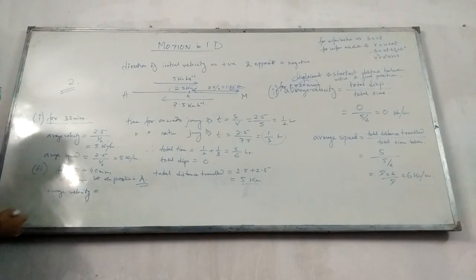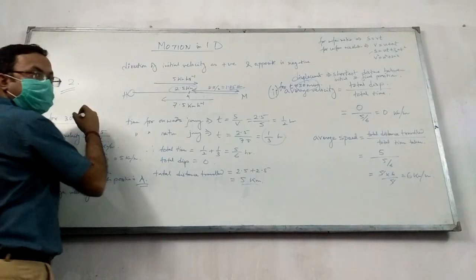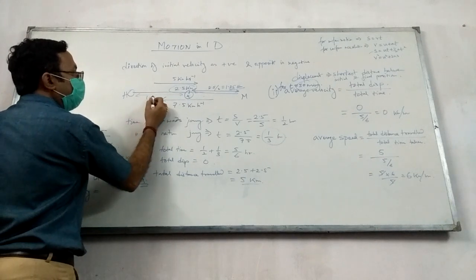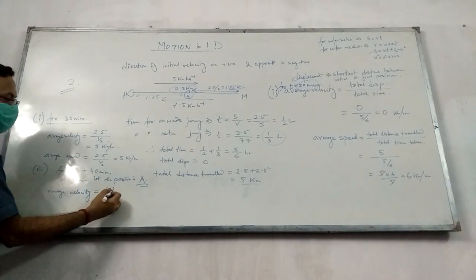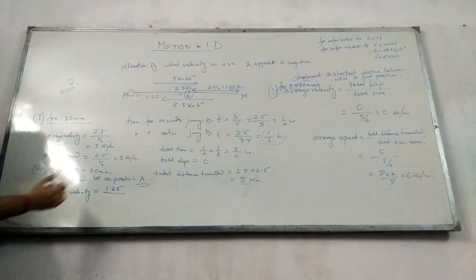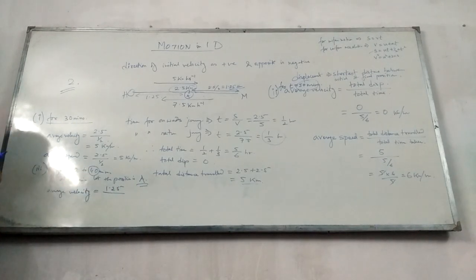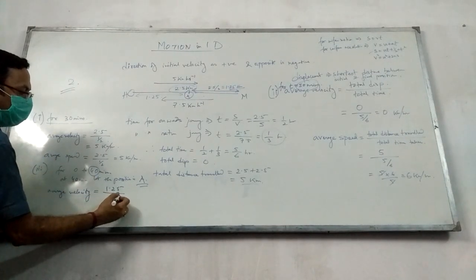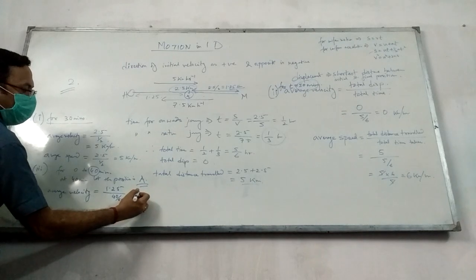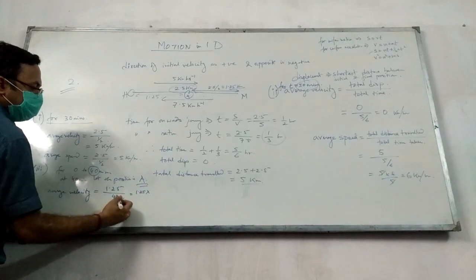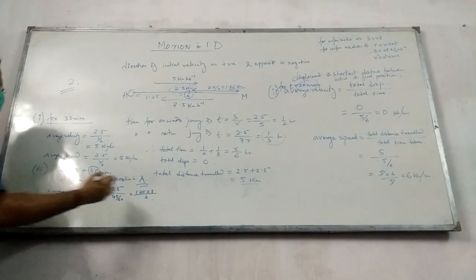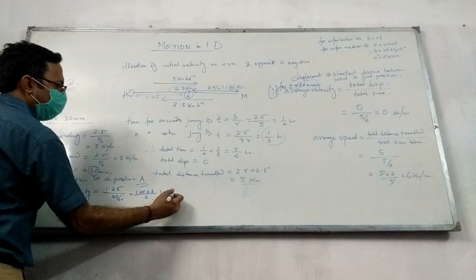Average velocity will be total displacement by total time. So displacement is how much? Initial point was h, final point is 1.25. Right. So the displacement will be 1.25 kilometers. And how much is the total time taken? Of course, 40 minutes, which means 40 by 60. So that is 1.25 into 60, cancel 3 by 2, right? Whatever comes out, kilometer per hour.